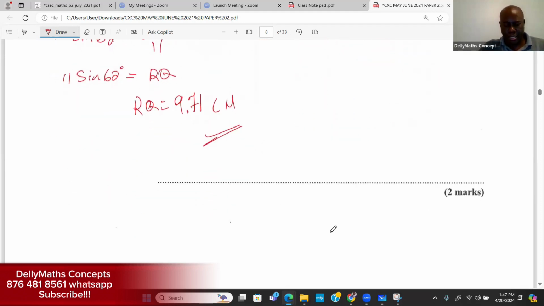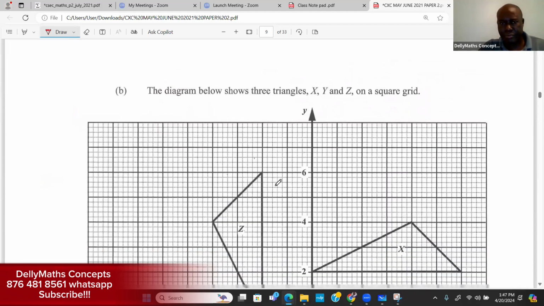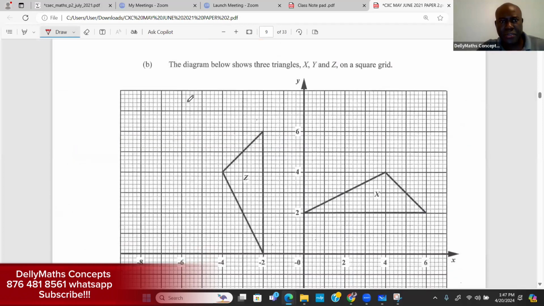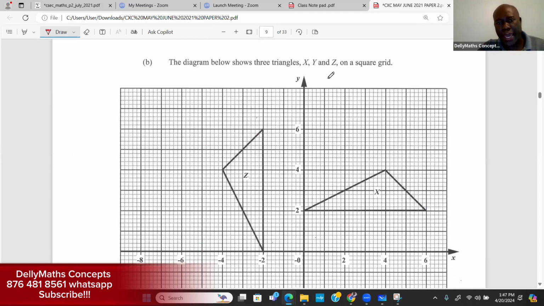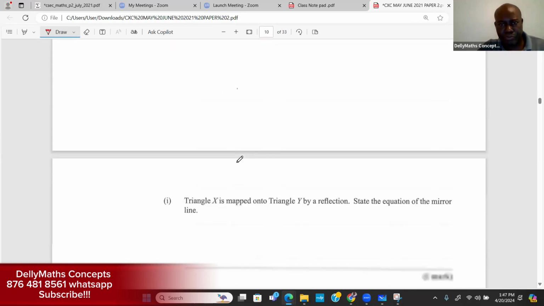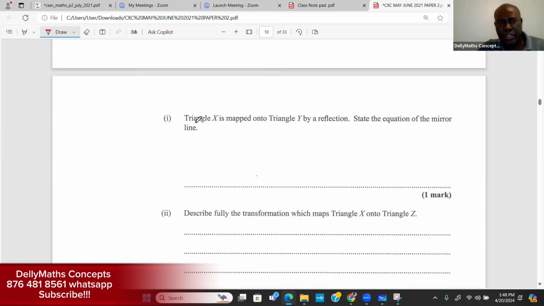All right, let's see what else they want from us. All right, there's a B part to the question. Let me minimize this so I could have a good visual. So the question says, the diagram below shows the three triangles, X, Y, and Z. We're seeing that on a square grid. All right, what's the first question? The first question says, triangle X is mapped onto triangle Y by a reflection, and we want to state the equation of the mirror line.